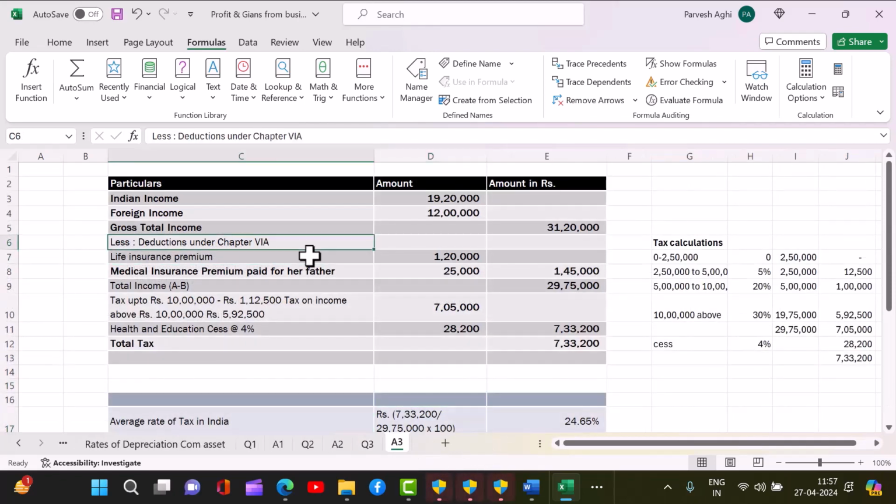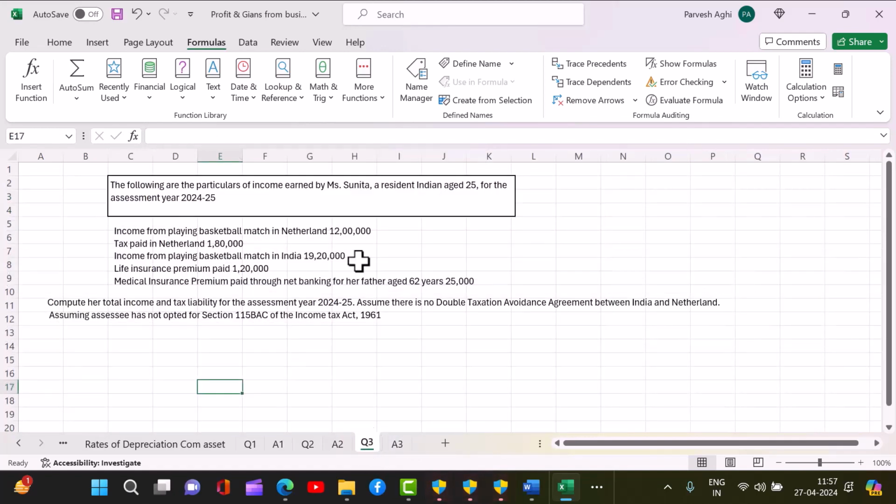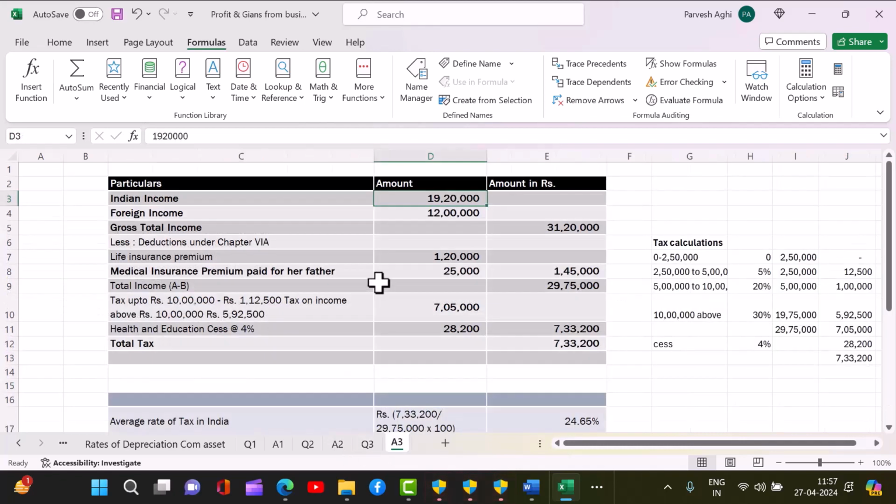What is the Indian income? 19 lakh 20,000, which is there in the question, that she has earned income from playing basketball matches in India, 19 lakh 20,000, and income from playing basketball matches in the Netherlands, 12 lakhs. So foreign income is 12 lakhs. So total income is 31 lakh 20,000, which is the addition of these two.